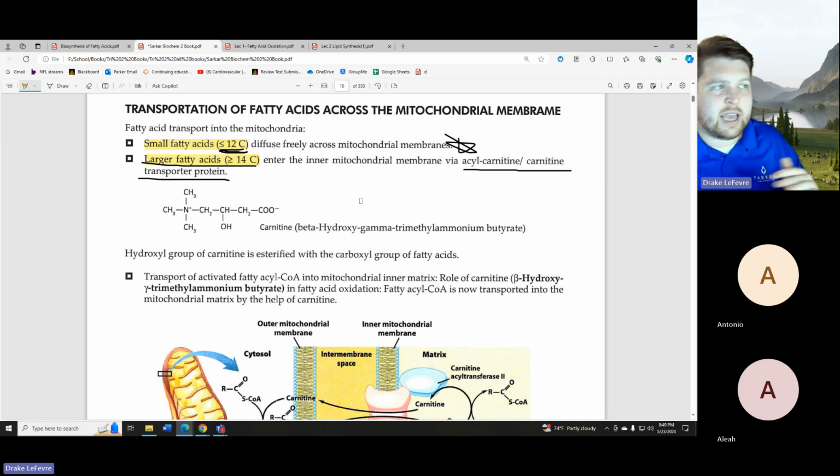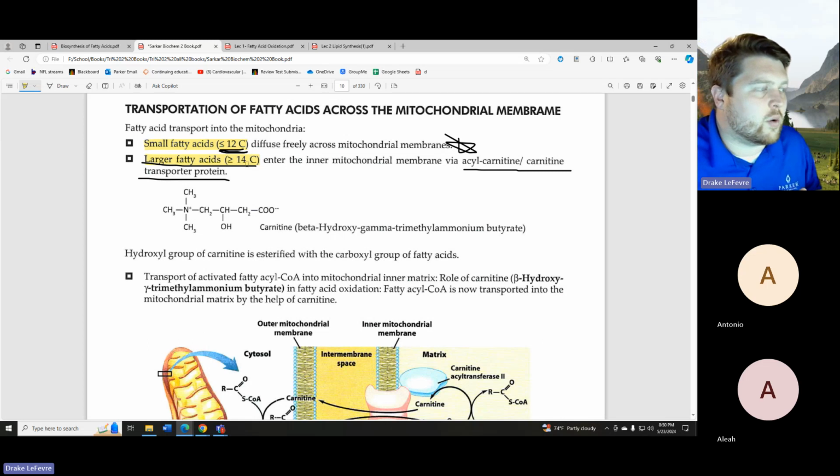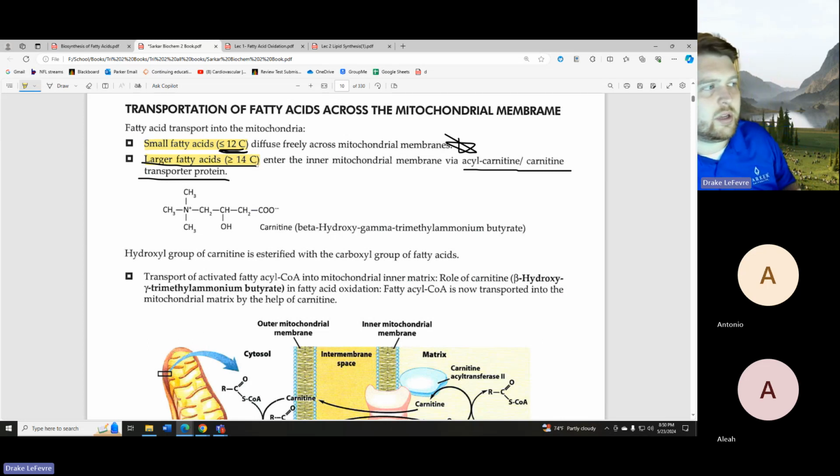And the answer choices it gives you are either one of the different types of shuttles that we learned previously in Biochem 1, or it diffuses freely, or the carnitine transporter protein. So remember those specific numbers. The small ones, less than or equal to 12, can go right through. Greater than or more than 14 is going to require the carnitine transporter protein.